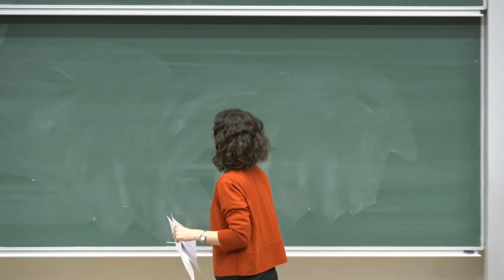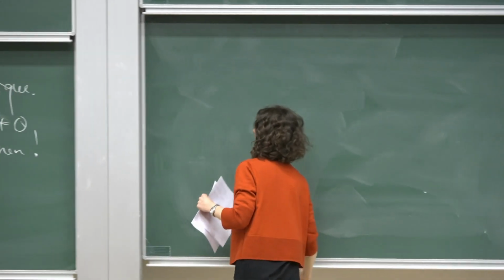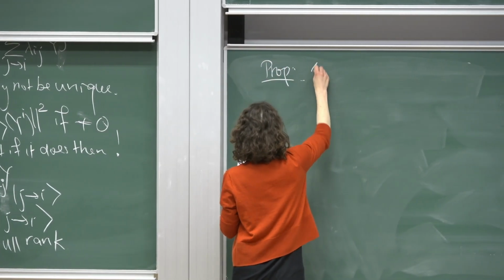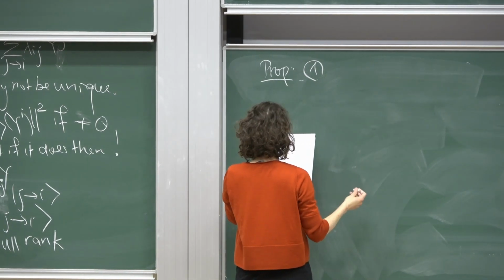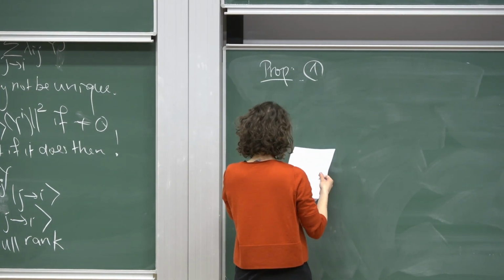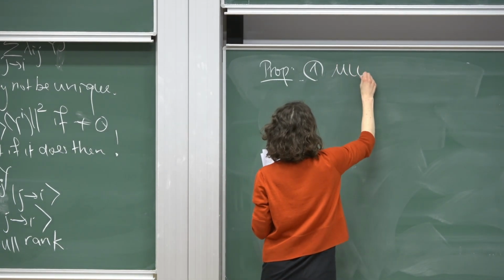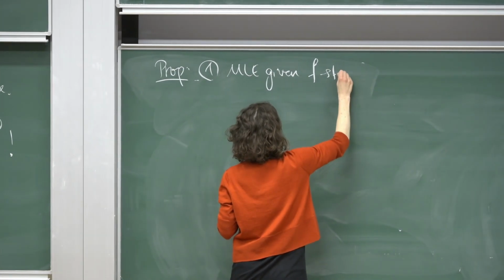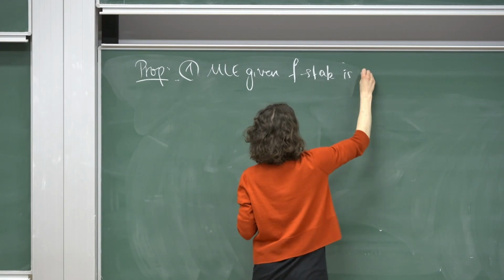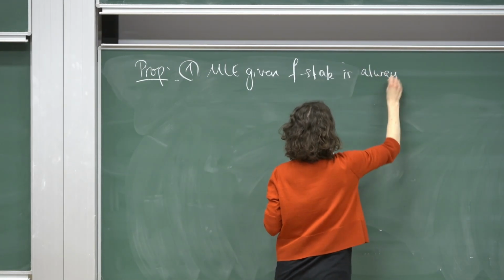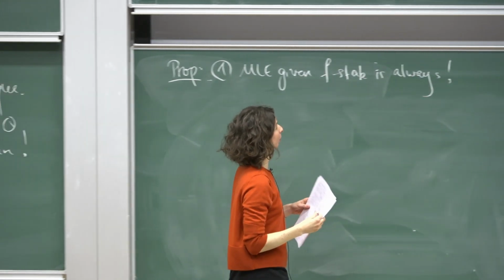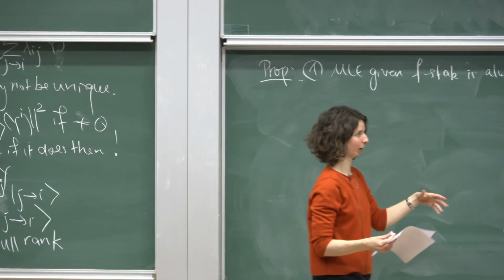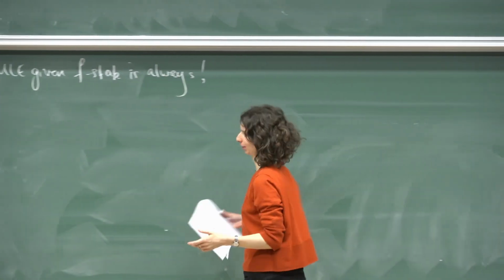Okay, so I'm going to write down a proposition, which is basically a tautology from what we've done. The first statement is that the MLE, given an F stabilization, is always unique, and this is because that's just how we've made it work. The whole point of a complete collineation is that if you do this process, you're precisely going to get a non-degenerate map.